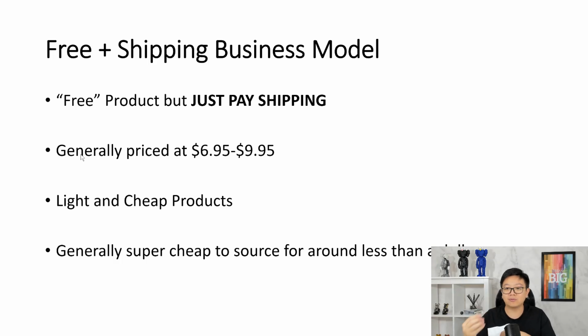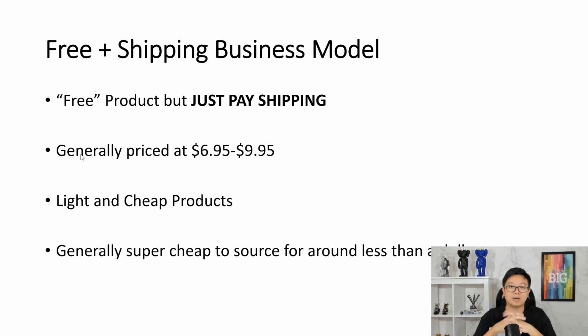So you have to source it for less than $1, or a maximum of $1, for this business model to work. Because if you're buying this product for $8 already and you're charging people $9.95 to ship it for free, you're gonna lose money on this business model.